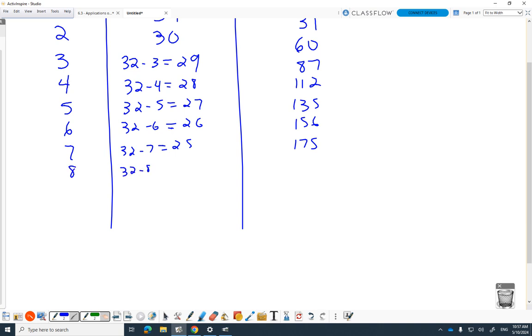32 minus 8, which is 24, 192. 9. 32 minus 9, which is 23, 207. 10. 32 minus 10, 22, 220.